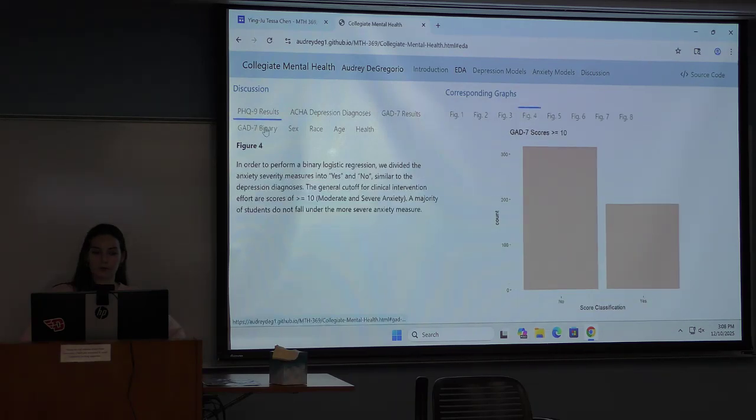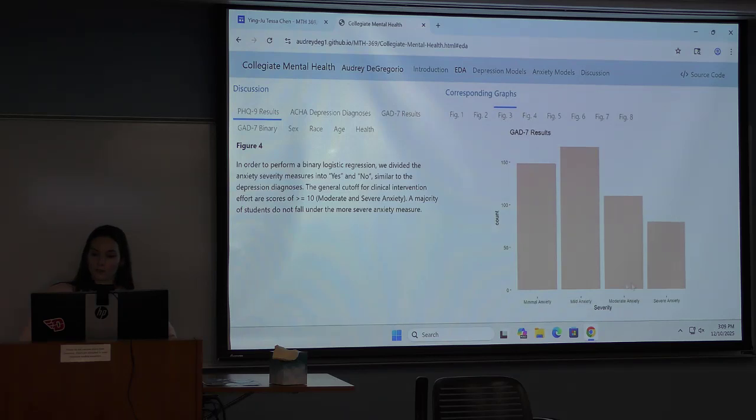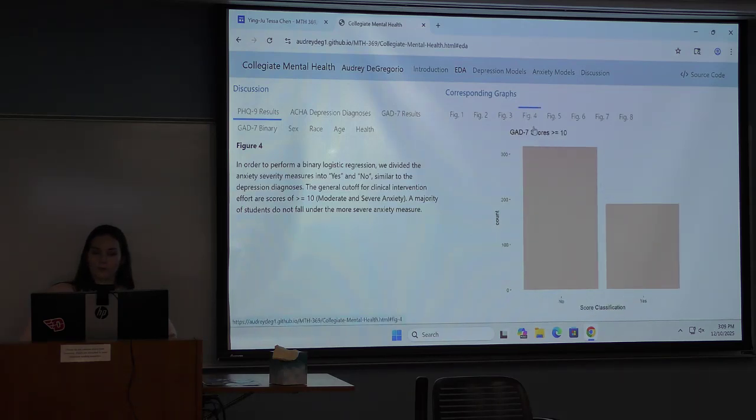To make the binary logistic regression model, I chose to create a new variable that separated the moderate anxiety and severe anxiety from the mild and minimal, because clinically a score of greater than 10 would require clinical intervention. So it's a severe level of anxiety. In order to be similar to the official depression diagnosis, since we don't have an official anxiety diagnosis, that's how I decided to do it.